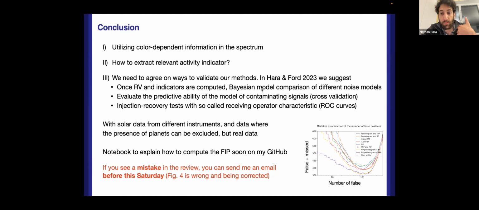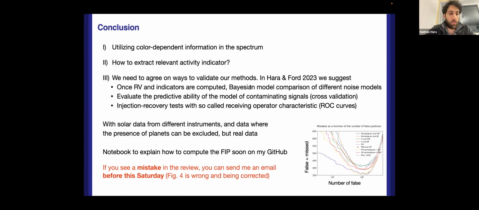The first one is simply Bayesian model comparison. So you compare your different models of stellar activity and see if there is one which is favored or not. So that's fairly straightforward. The second is to evaluate the predictive ability of your model. So here it's not comparing models to one another, but as I said before, it's to evaluate the model in an absolute sense. Is it able to predict the data or not?